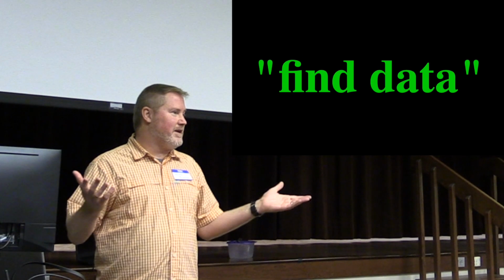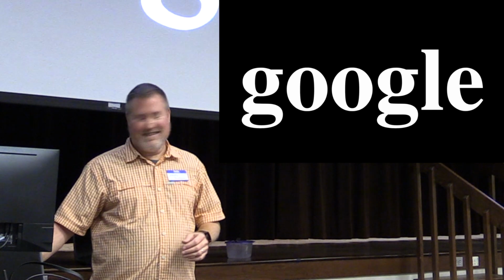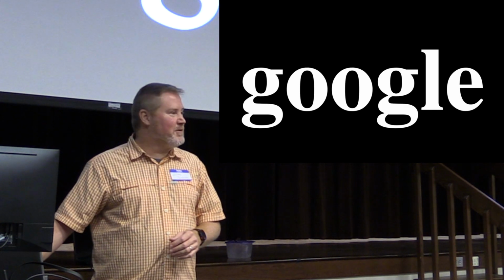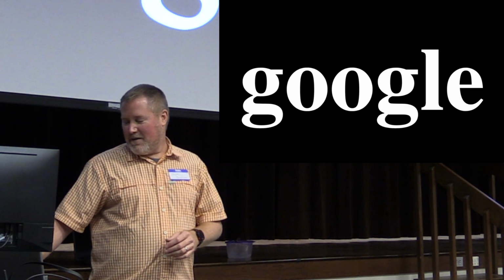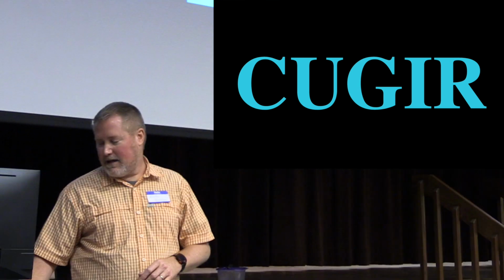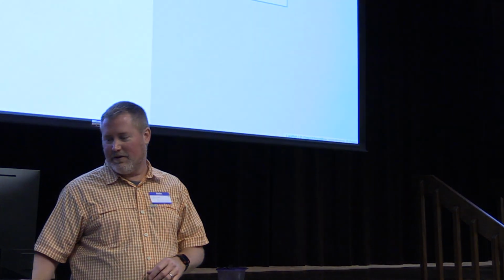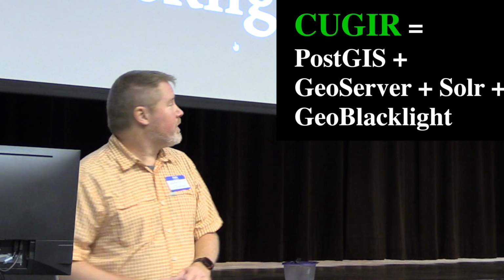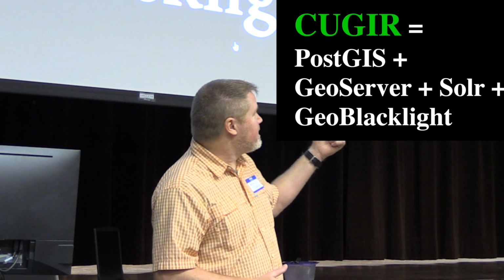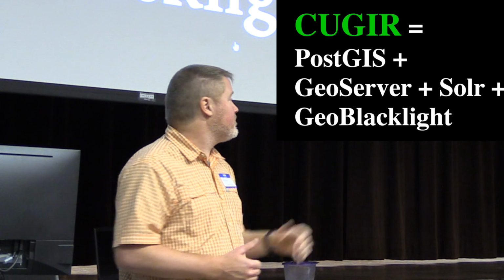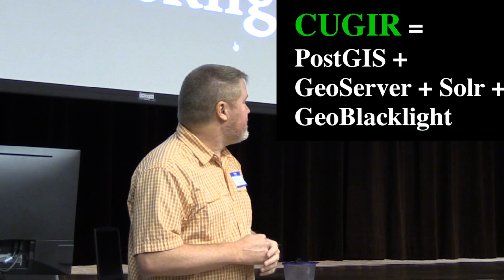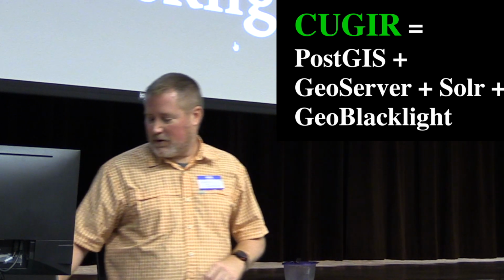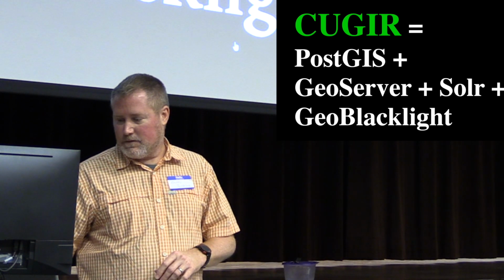Find data. So what does that mean? Yep. So I help people use Google to find data. We also host some data at a website called Cougar, the Cornell University Geospatial Information Repository. Just a quick aside, with our website we're using a lot of other open source geospatial software: PostGIS, GeoServer, Solr, and GeoBlacklight. All those components work together to serve that site out.